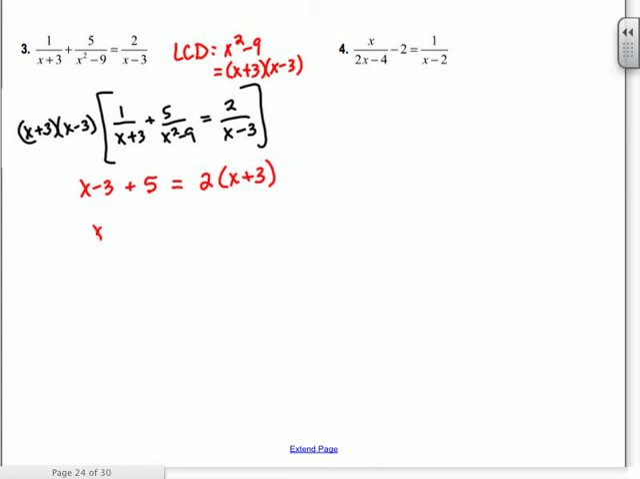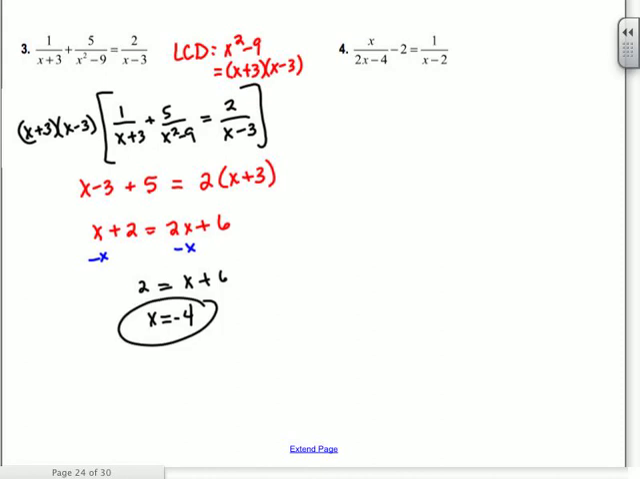So this is x plus 2 equals 2x plus 6. I'm going to subtract the x over. So I get x plus 6 equals 2. Subtract the 6. So I get x equals negative 4. That's your answer.